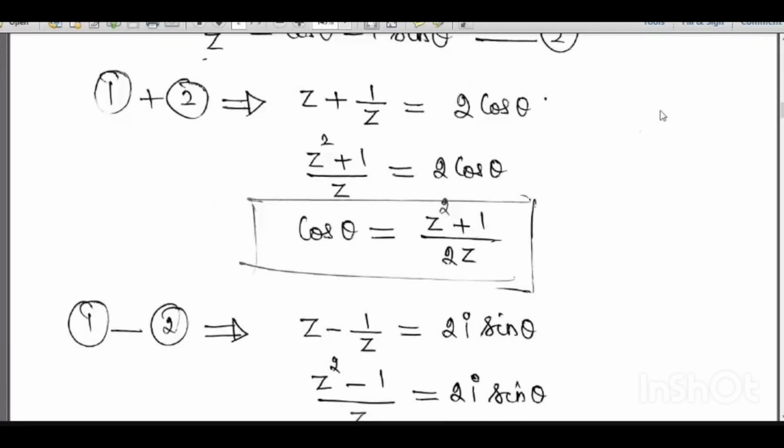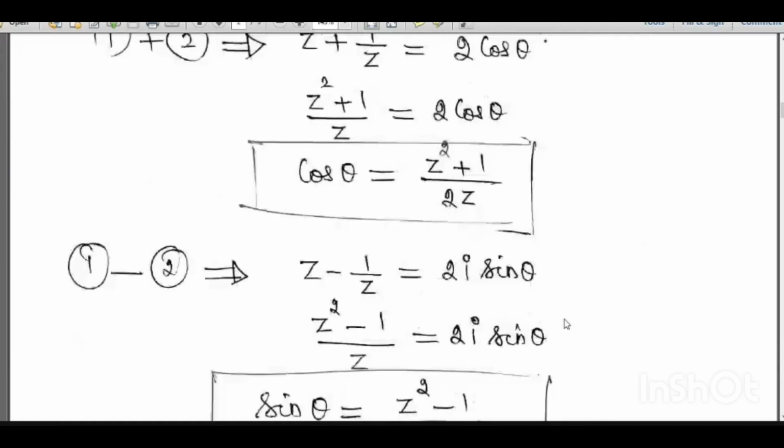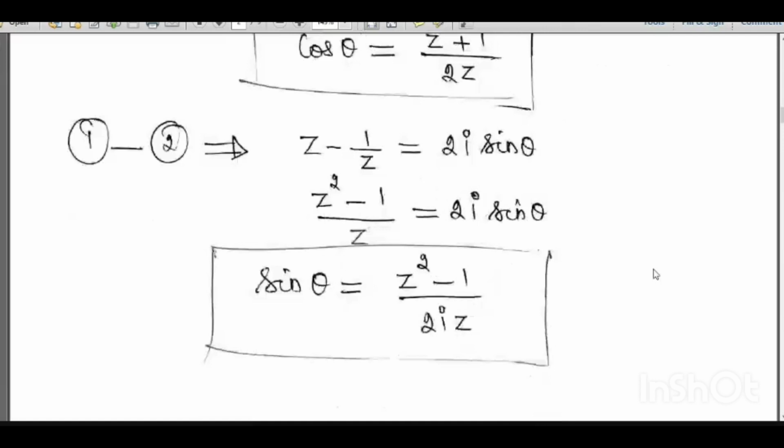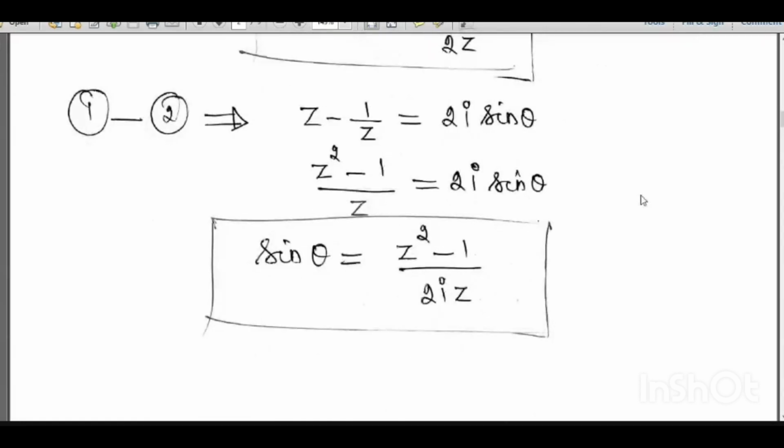In a similar way, subtract 2 from 1. This gives z minus 1 by z, which is equal to 2i sin theta. Therefore z square minus 1 divided by z is equal to 2i sin theta, so sin theta is equal to z square minus 1 divided by 2iz. So cos theta is equal to z square plus 1 divided by 2z, and sin theta is equal to z square minus 1 divided by 2iz.